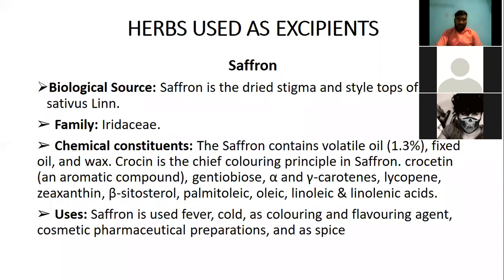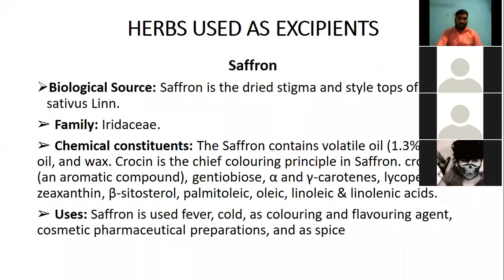But right now we will discuss the various uses of excipients in the pharmaceutical industry. First, we'll see what chemical constituents are present in saffron. Saffron contains volatile oil, which is near about 1.3%. It also contains wax, fixed oil, and wax.